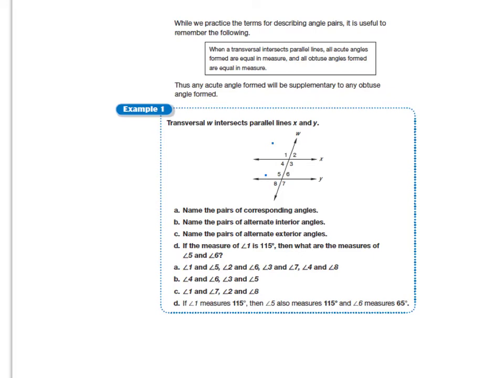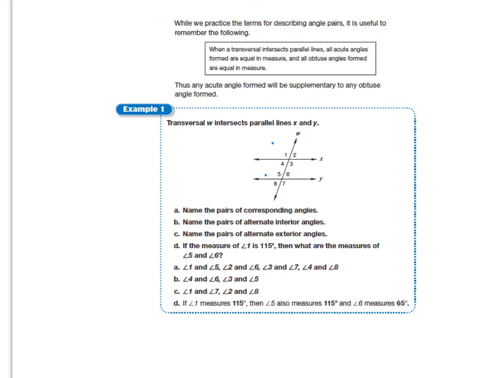And then on C, we're going to name the pairs of alternate exterior angles. So now these are the ones that are on the outside of the lines, not the interior, but the exterior. So that means that number 1 up here corresponds to number 7, and number 2 corresponds to number 8. They're alternate, I shouldn't say correspond. See, that's a problem with this vocabulary. I've got to be very, very careful.